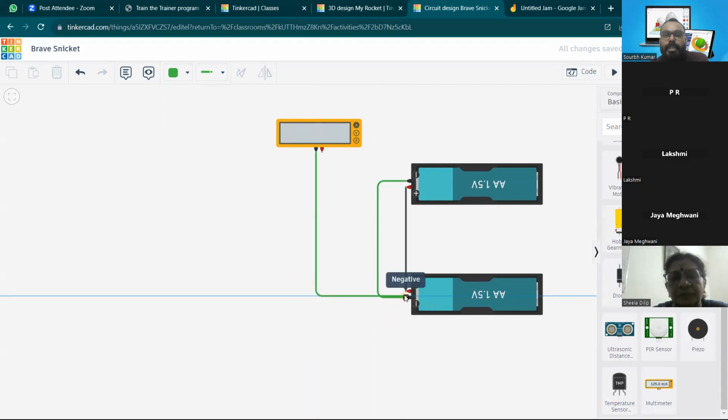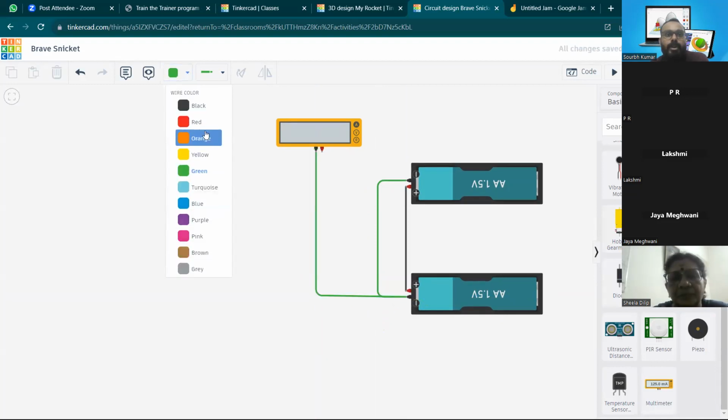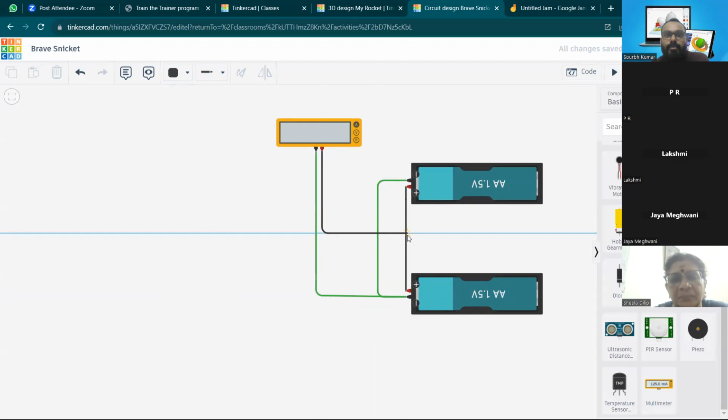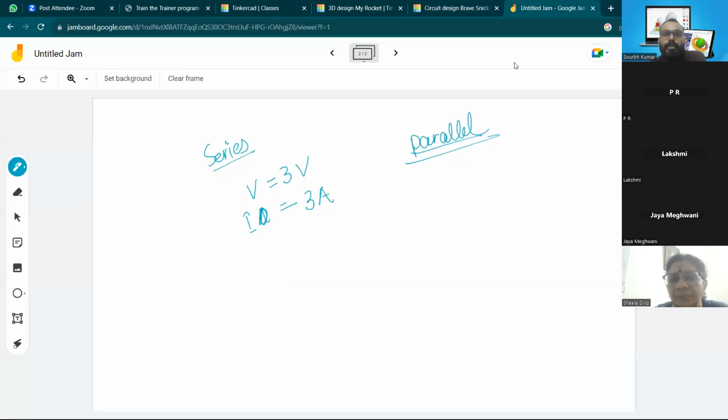With the multimeter itself, let's see what will happen. So I'm changing the color back and taking the normal wire, just connecting the wire to in here. So it's done. Let's start the simulation. So you can see the amperage increased.